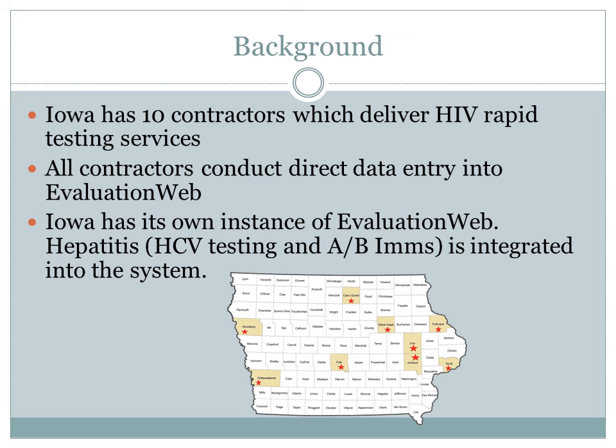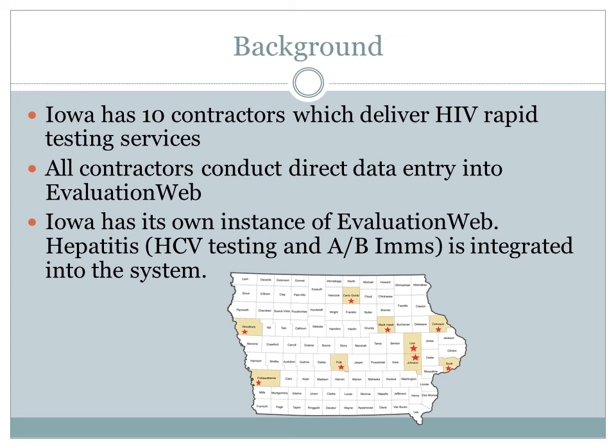Our HIV prevention funding comes from the Centers for Disease Control and Prevention, and we have 10 contractors at this time which deliver HIV rapid testing. I have a map here of where those are located within the state, and they are in our most populous counties, which have the highest rates of HIV within Iowa. Our contractors conduct direct data entry into Evaluation Web, and they administer risk assessments on all clients, including all those at both healthcare settings and non-healthcare settings.